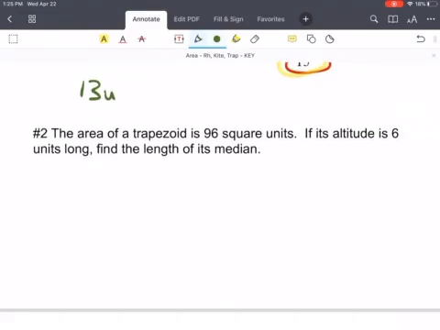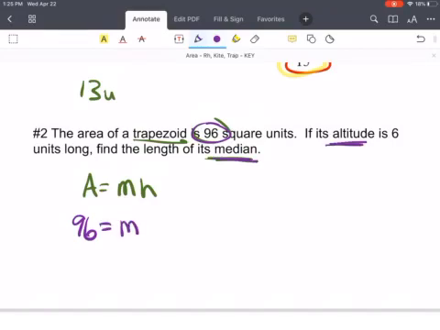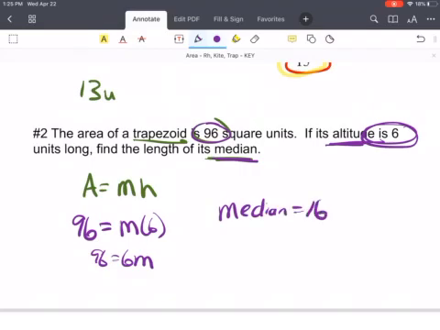For number 2, it tells us the area, so we need to just start off with our formula area equals, but in this case, since it says find median, I'm going to use the formula for the trapezoid. That is area equals median times height. Then I'm going to substitute in everything I have. I have the area is 96. I don't know the median, so I'm going to keep it in as m. And the altitude or the height, it's the same thing, is 6. So we have an equation of 96 equals 6m. Divide both sides by 6, and we get a median of 16.